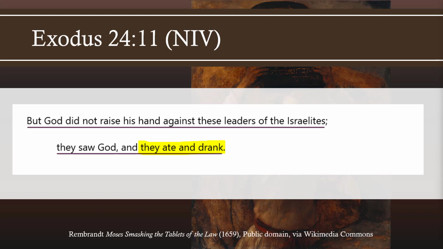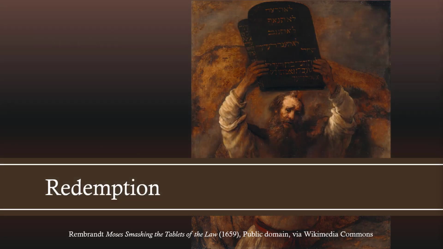Okay, let's do the last thing. And this is, unfortunately, on your sheet, I had two number threes. This should be number four. But I want to talk about, we've been talking about this idea of redemption is a two-step, at least a two-step process.